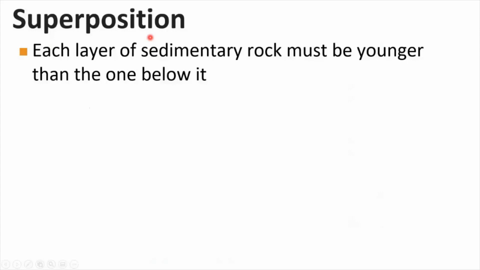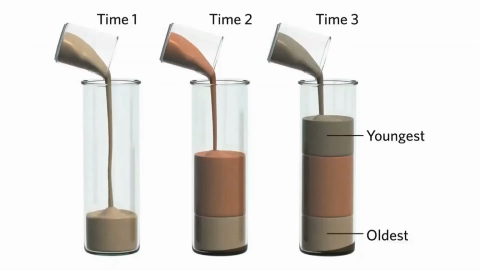The next is the law of superposition. This tells us that each layer of sedimentary rock must be younger than the one below it. Basically, this is stating that the oldest rocks are on the bottom, okay? Now, these are some superposition diagrams.